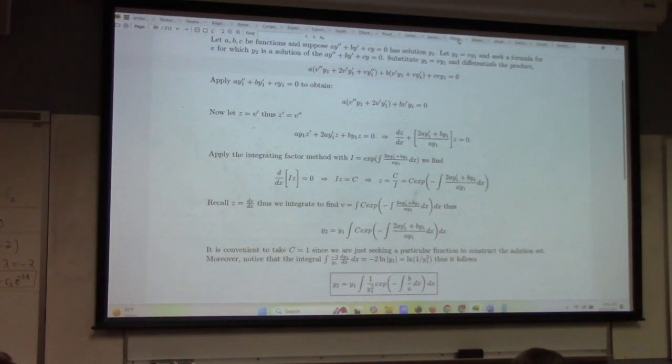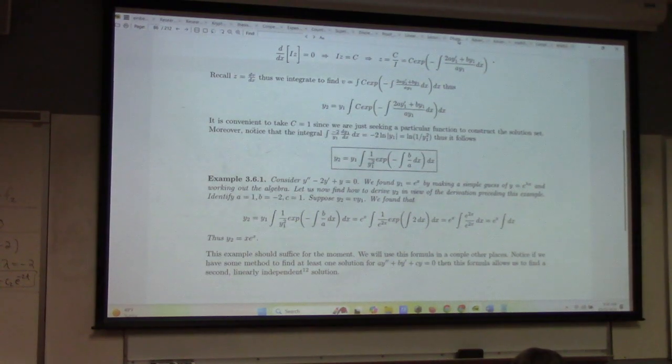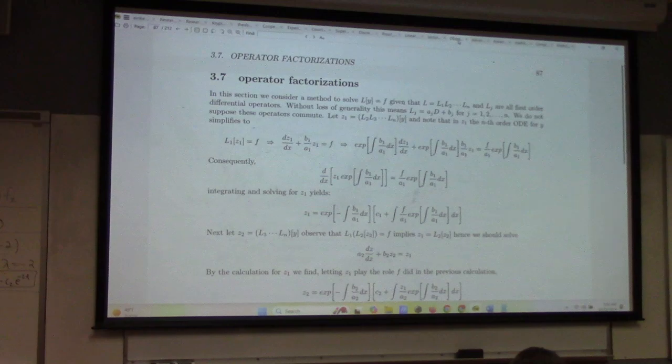But this is not on the test. I didn't even talk about it in class until today. Obviously, that wouldn't be fair game. And then the other thing that is more fair game, and let me tell you why: why 3.7 is a little bit more in the realm of possibility for the test.